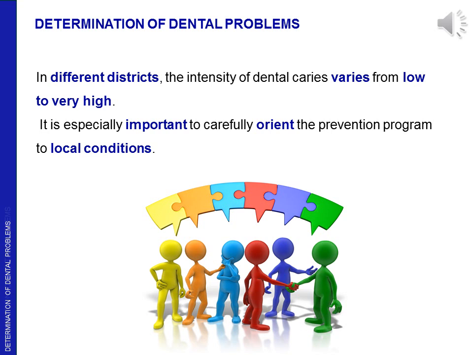In different areas, the intensity of dental caries varies from low to very high, according to the World Health Organization classification. It is especially important to carefully orient the prevention program to local conditions. Currently, the most common dental diseases are dental caries of moderate intensity, on average 3.4 dmft in 12-year-old children, and periodontal diseases in 100% of adolescents and adults.